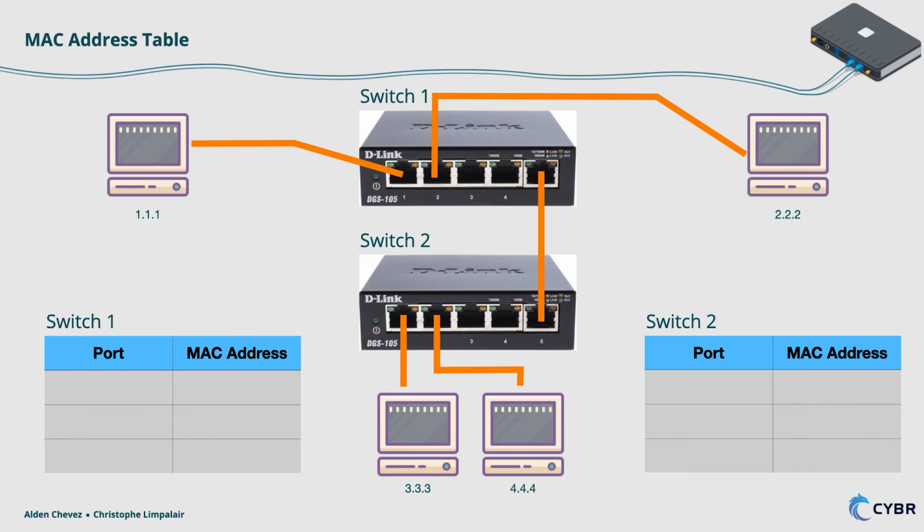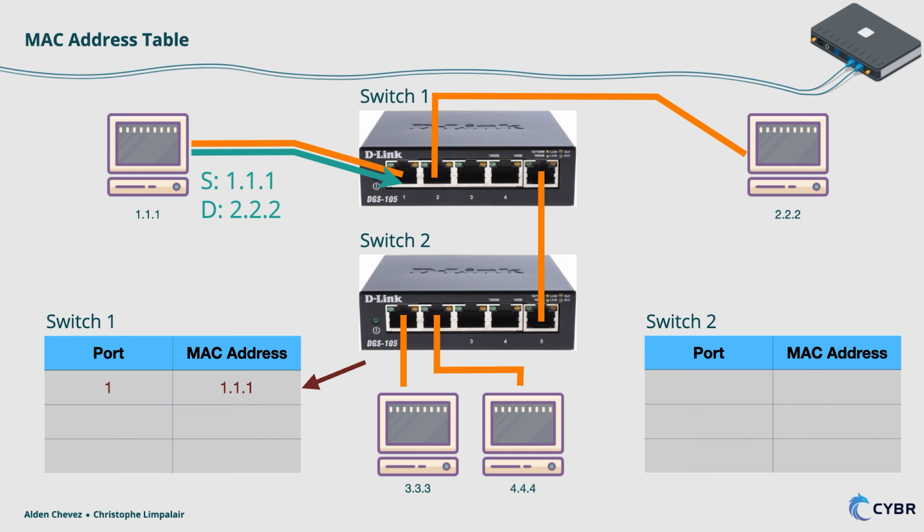Let's use this topology that now uses two separate switches. So this time we have 4 total computers, 2 connected to each different switch. So just like before, computer 1 sends a packet. Switch 1 learns the MAC 111 is connected to port 1 and adds it to its MAC address table.